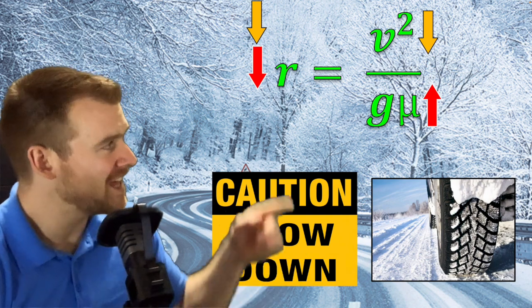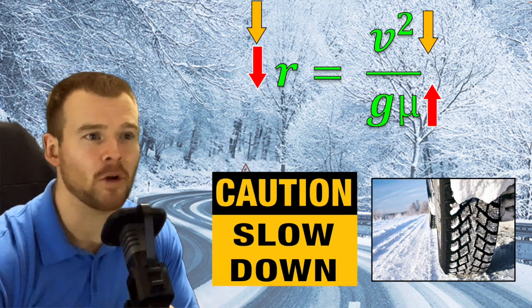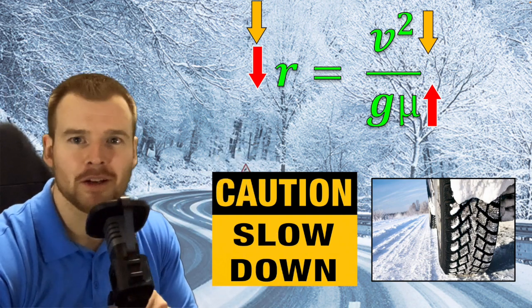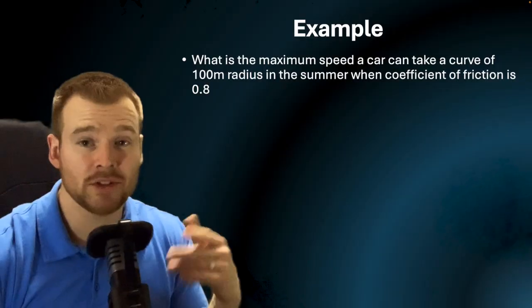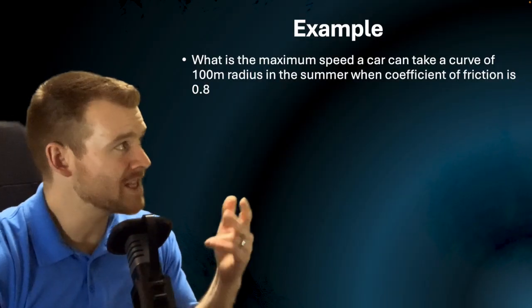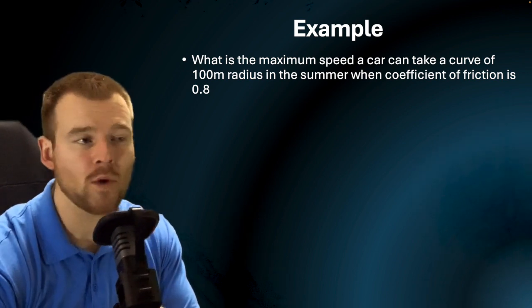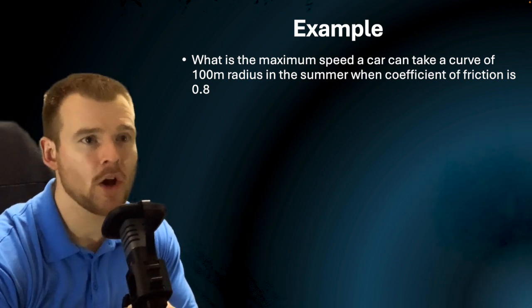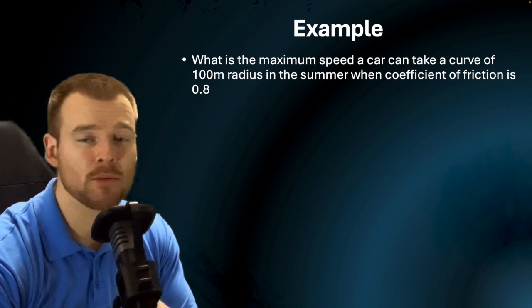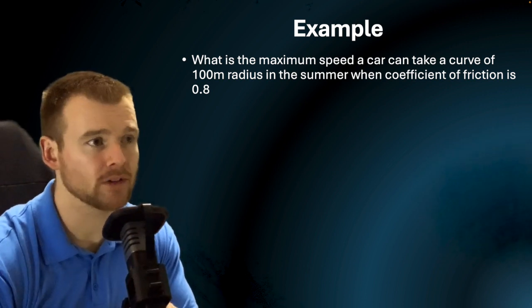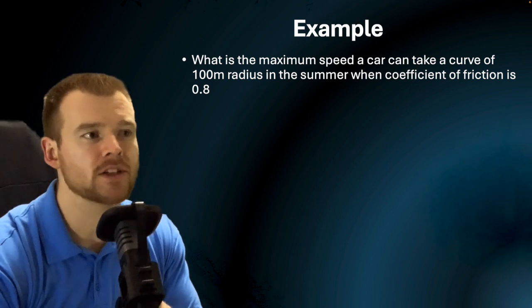So these are the laws of physics. We can't really beat them. These are the only two things that we can control. And we'll assume g is the same. We're going to imagine we're still driving on Earth. So to further this point, let's do a calculation with some actual numbers. What's the maximum speed a car can take a curve of 100-meter radius in the summer when the coefficient of friction is 0.8? So dry roads, good asphalt, good tires, 0.8 coefficient of friction.